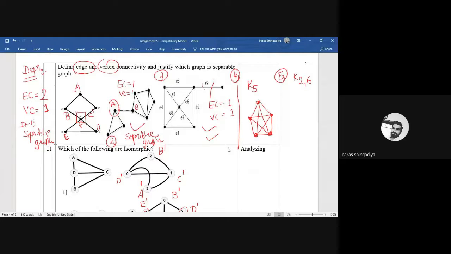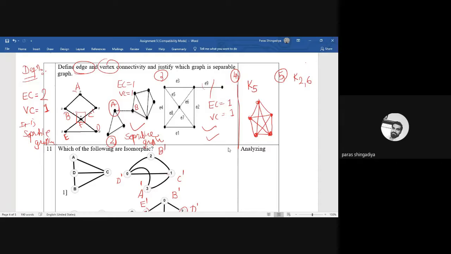Can you make the graph disconnected by a single edge? First check it and then reply with the answer. Okay, now check for 2 edges. Delete any 2 edges. Can you make the graph disconnected? No. Okay. Now for 3 edges, it is also not possible. Clear? Because what is the definition of a complete graph? Each and every vertex will be connected. And every vertex has degree 4.